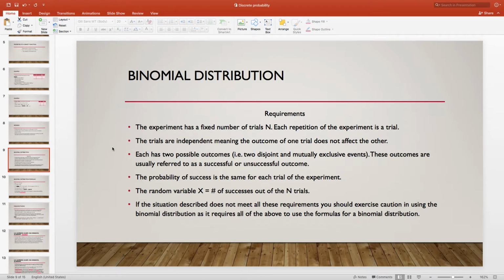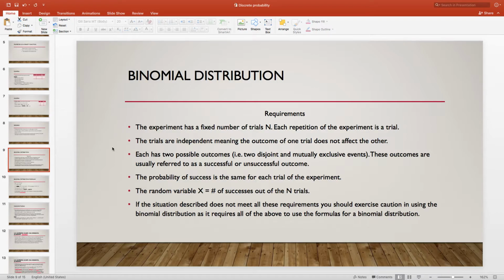So here's the binomial distribution. And it requires all of these things. It says the experiment has a fixed number of trials, n. And a trial is an individual outcome, or repetition of the experiment. Each trial, the outcome of one trial doesn't affect the other, so it's independent. Each trial has either one of two possible outcomes. We usually call this success or failure.